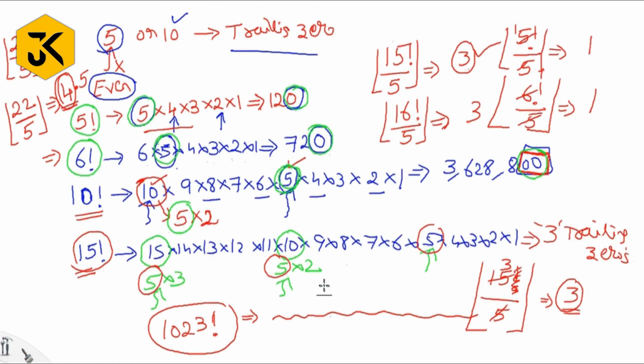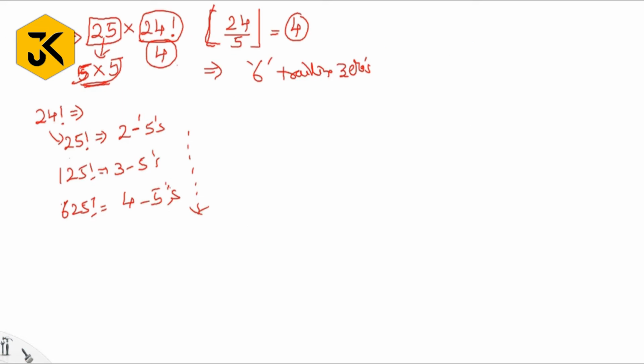Let's see. In 15 factorial, I am going to get only 3 5s. But if you take 25 factorial, you will get 2 extra 5s. Why am I going to consider this extra 5? Because I can multiply this extra 5 with some even number, and that even number already exists. That is the reason I am going to get 6 trailing zeros.